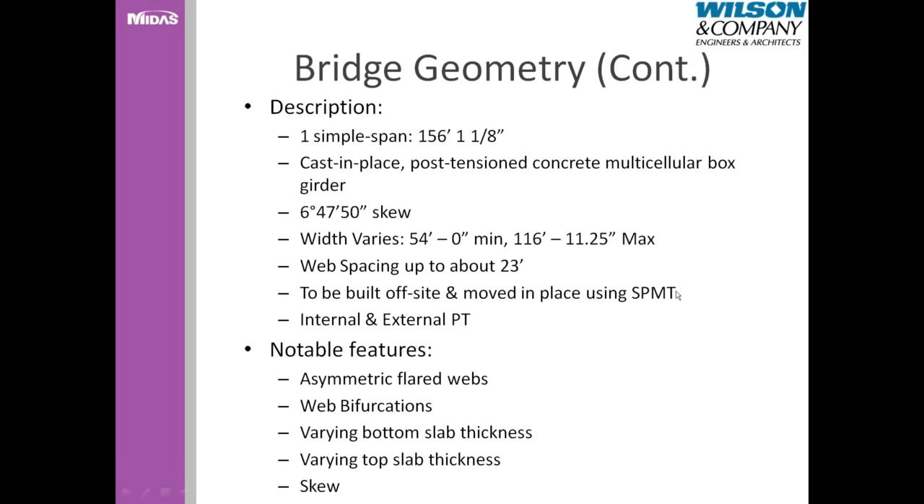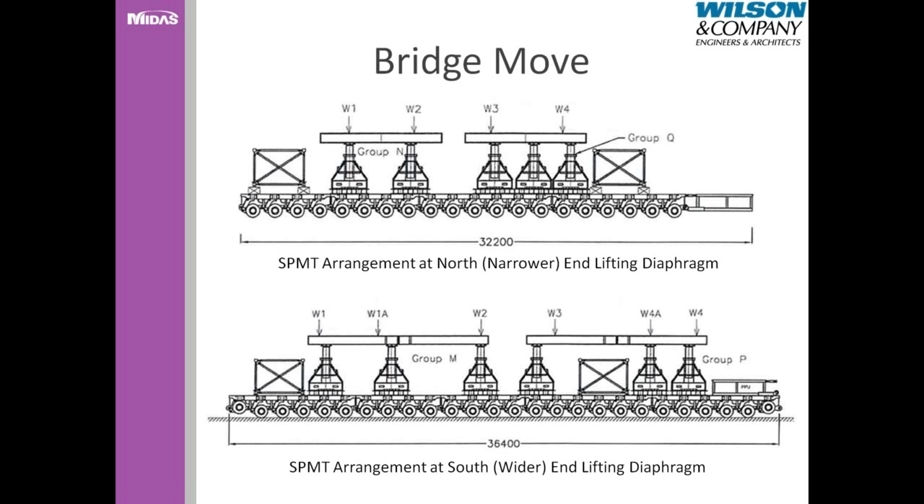One thing that made this project interesting is that it is being built off-site and will be moved in place using SPMT equipment. And internal and external post-tensioning was used for the structure. Some notable features, especially in terms of modeling this bridge, are the asymmetric flared webs and deck edge as well, the web bifurcations, the varying bottom and top slab thicknesses, which are dependent on location, and the skew of the bridge.